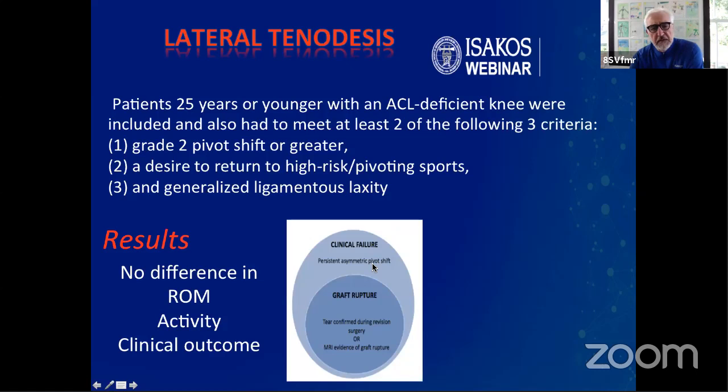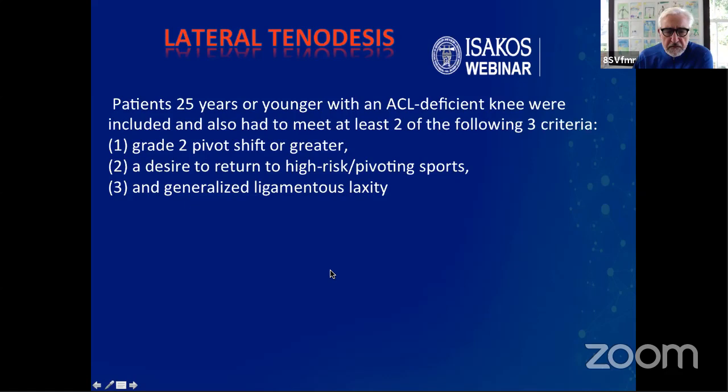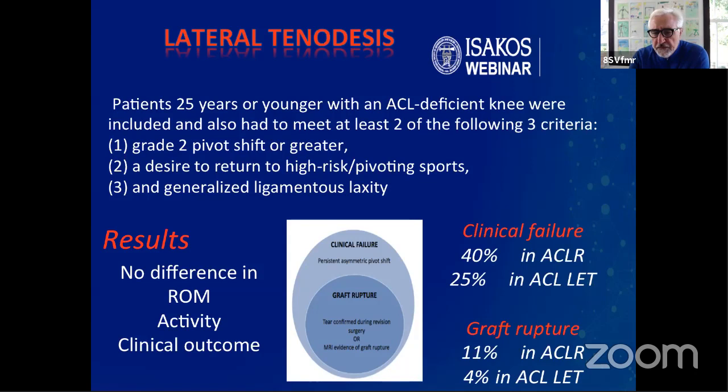So when they looked at their results, they had two kinds of failure. They had clinical failure, and that's somebody whose ACL is still intact, but still has a persistent asymmetric pivot shift. And then they had graft failure, where the tear is confirmed during surgery or MRI. Their clinical failure rate, if they only did an ACL reconstruction, was 40%. 40% of these guys failed clinically. They still had a pivot shift. And they brought that down to 25% if they added a lateral tenodesis.